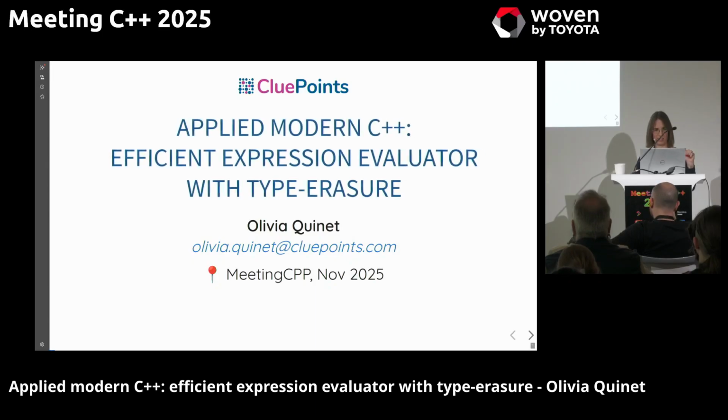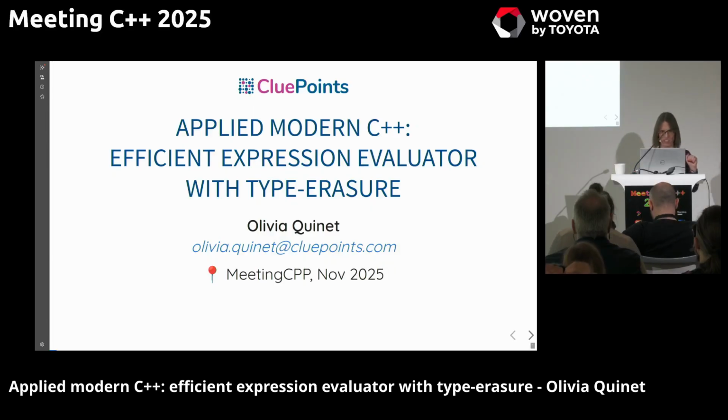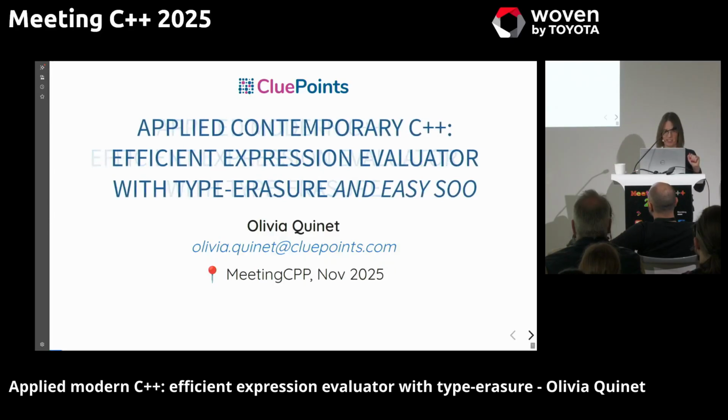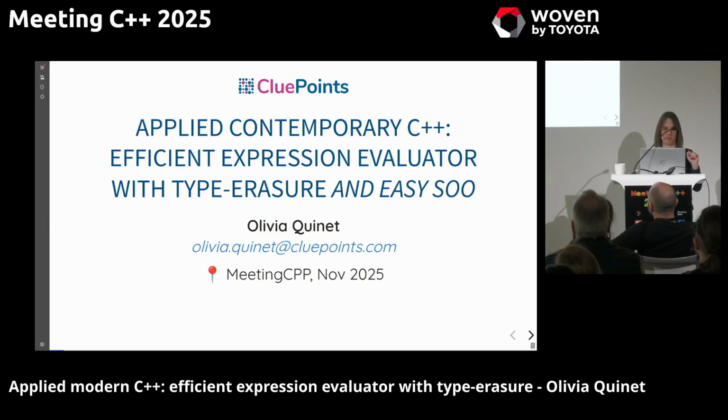So the title is Applying Modern C++ Efficient Expression Evaluator with Type-erasure, but I should have corrected it to apply contemporary C++. Same type, and the trick is with a small object optimization to obtain efficiency, but that was a bit too long.